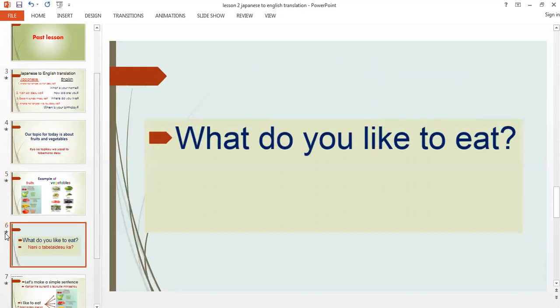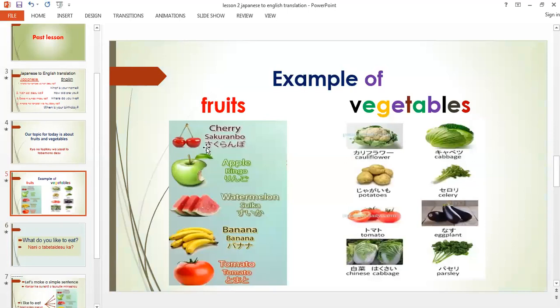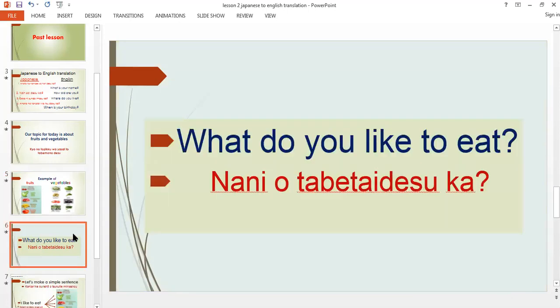We have a simple question here. What do you like to eat? Now, this is asking about the food, if you like to eat fruits or vegetables. In Japanese, it says like this: Nani wo tabetai desu ka? Meaning, what do you like to eat? If we go back to our examples here, we can say, I like to eat. That will be the answer for the question, what do you like to eat?